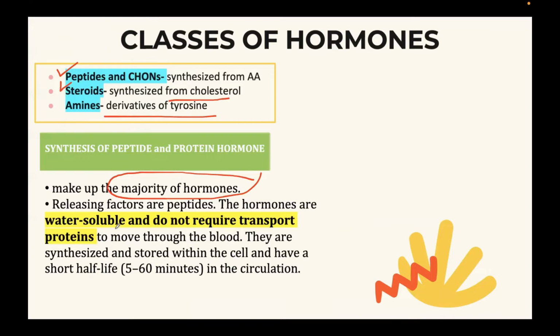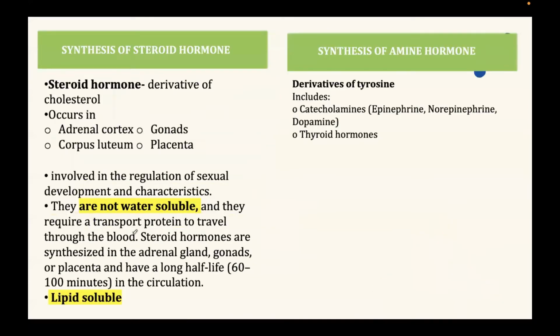These peptide and protein hormones are water-soluble and they do not require transport proteins to move through our blood. Okay, they are synthesized and stored within the cell and have a short half-life of 5 to 60 minutes in our circulation. Again, yung unang class ng hormones na pinag-usapan natin, it is your peptide and protein hormones. Majority nga daw po ng hormones natin, puro sila peptide and protein, and they are water-soluble, and they do not require transport proteins.